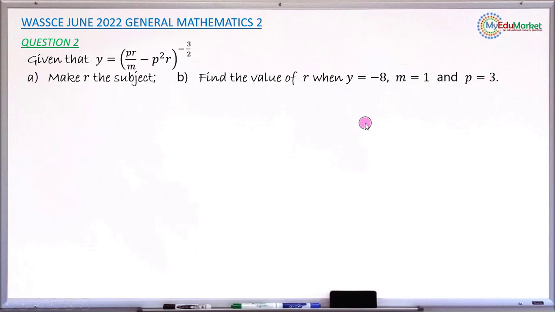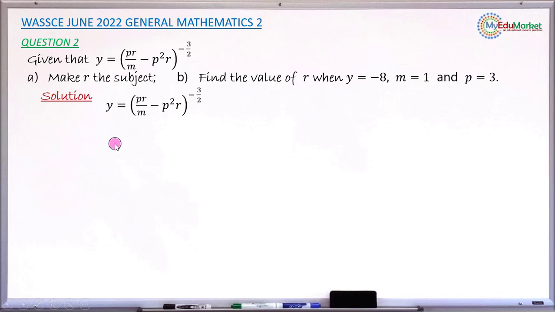So let's attempt to answer this question together. What you do first is to copy down the formula, that is y equals open bracket, inside the bracket is PR over M minus P squared R, and the bracket raised to the power of minus 3 over 2. In order to make R the subject, what you do first is to clear this power of minus 3 over 2. To clear this power, you multiply it by its reciprocal. The reciprocal of 3 over 2 is simply 2 over 3. So what you do next is to take a power of 2 over 3 to both sides.